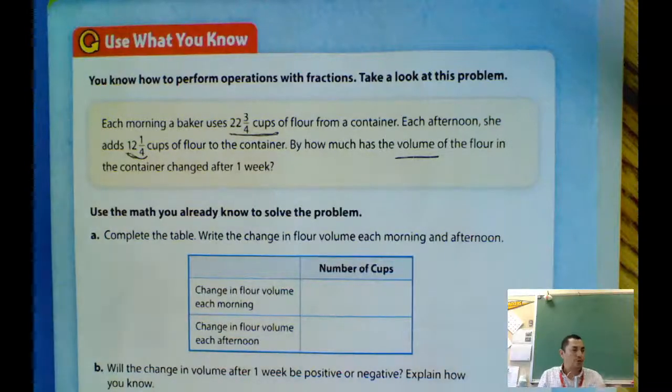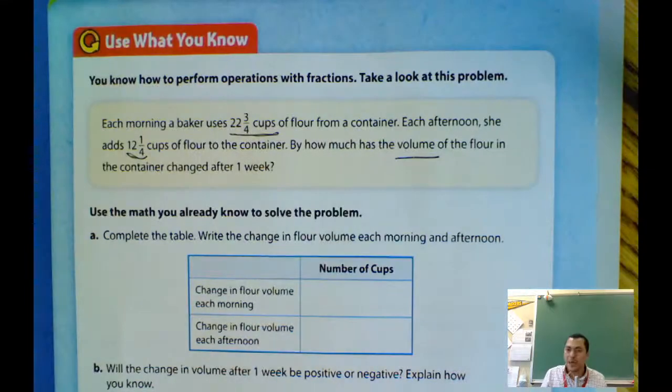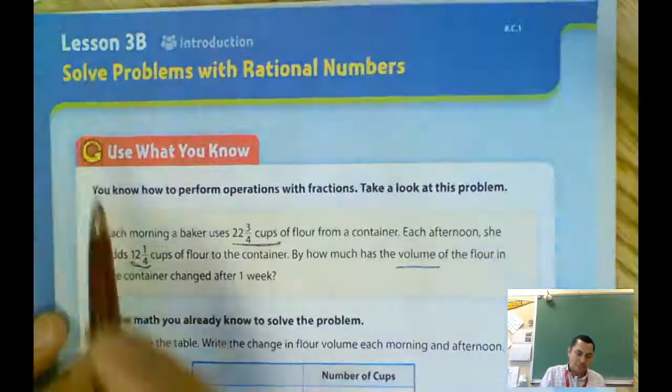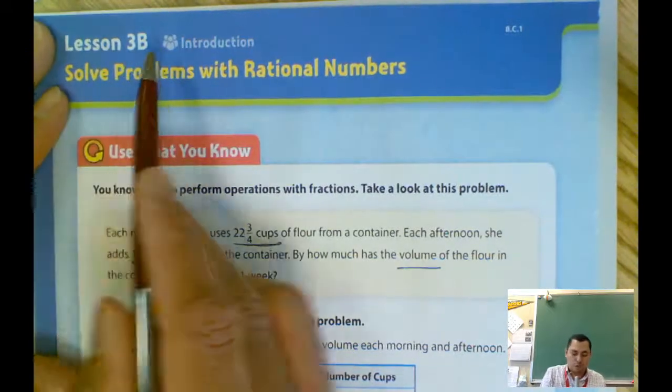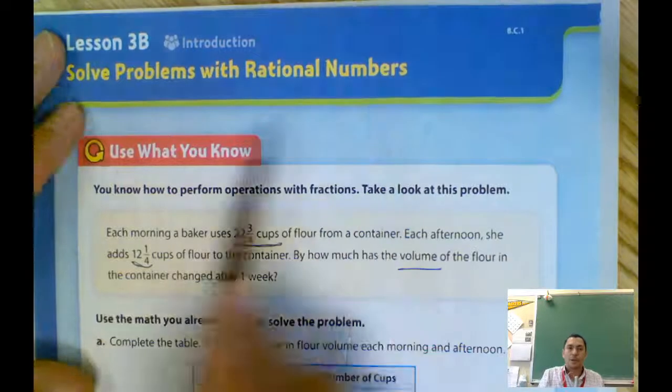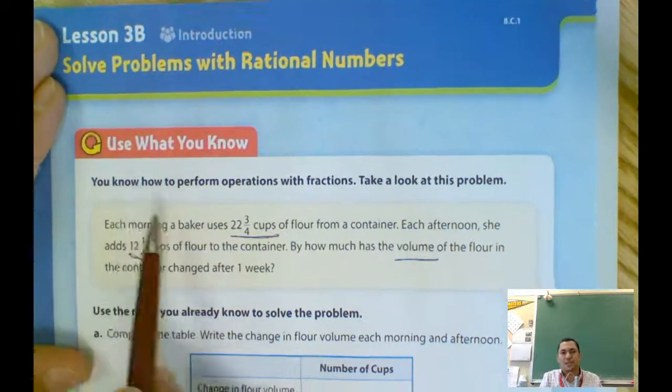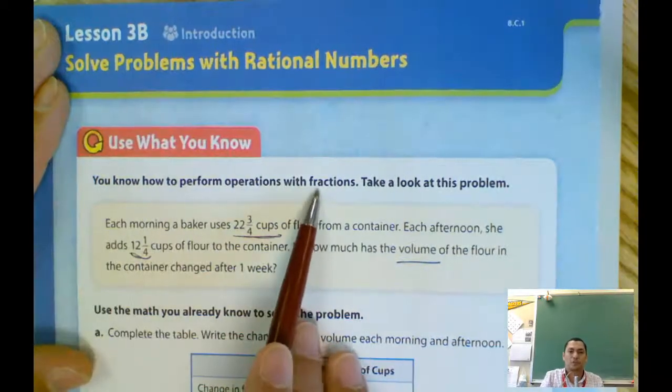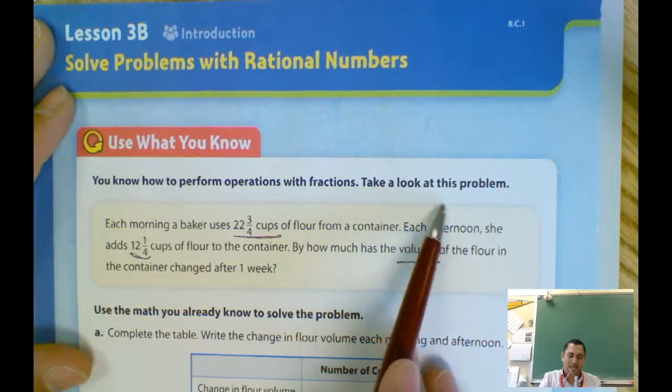So we're going to continue with your iReady math instruction, 8th grade. We're going to work on page 28 and 29 from your lesson 3B that was going to start this Monday, an introduction. Solve problems with rational numbers. Use what we know. In this case, you know how to perform operations with fractions. Take a look at this problem.